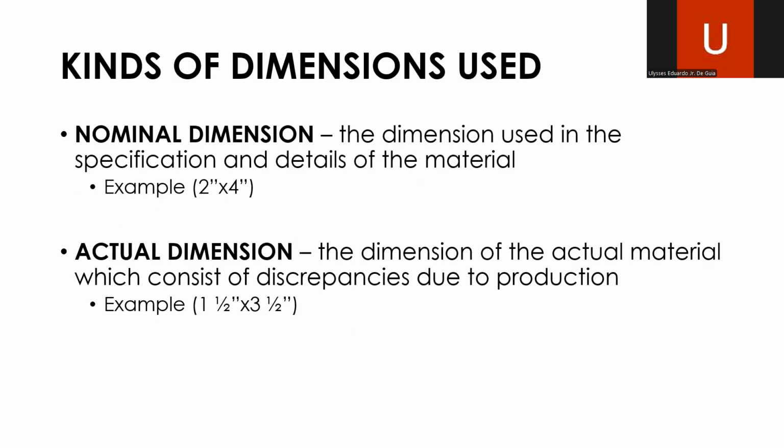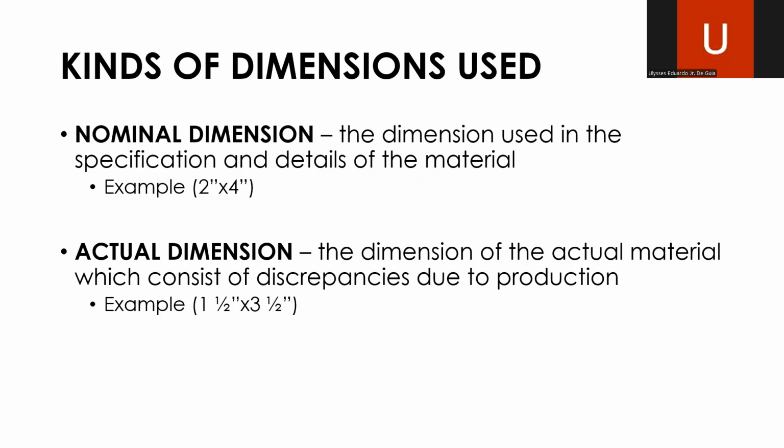There are two kinds of dimensions used in measuring materials: nominal dimension and actual dimension. Let me start first with the nominal dimension. It is the dimension used in writing the specification of the material. For example, 2 by 2 or 2 by 4.